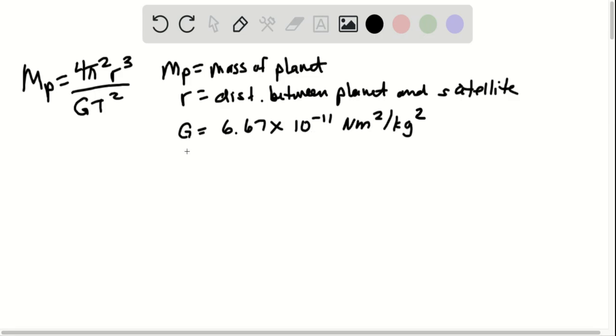And finally, the last value is T. T is the revolution time, which means the amount of time it takes a satellite to make one full trip around the planet in its orbit.